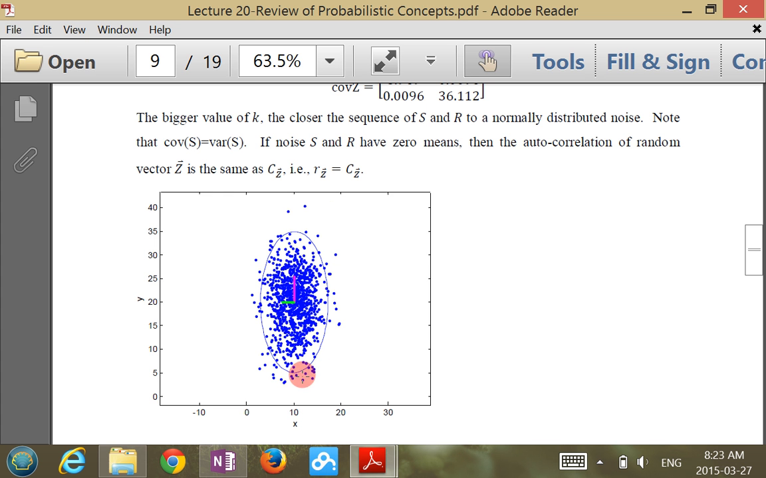Here the x direction is the random variable S, and the y direction is the random variable R. If you look at the x-axis variation, that's about 6, and in the y direction, the variance we're talking about is about 36. This oval represents a 95% confidence region, drawn to include all the points here.